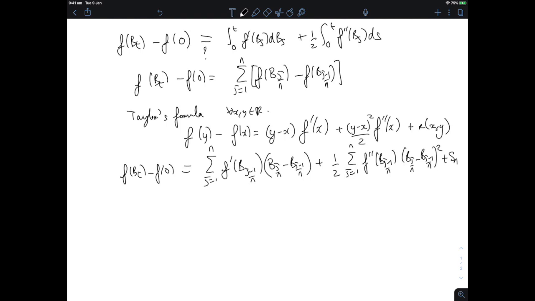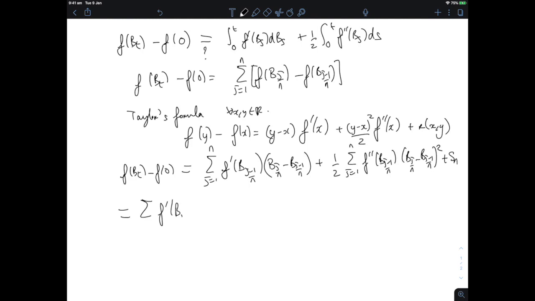Right, so S_n is going to be the sum j equal 1 to n of the remainder r of B_{j/n}, B_{(j-1)/n}. Now, this is looking good because what we have here is really an approximation of the integral of f prime of B_s dB_s. This is the theorem about Riemann sum approximation of the Ito integral of a continuous function of the Brownian motion that we've seen a couple of videos ago. So this theorem is going to be extremely helpful, as promised, because it's going to tell us that this term converges to what it should converge to. What we have here doesn't quite look like something that converges, so let's compensate for that.